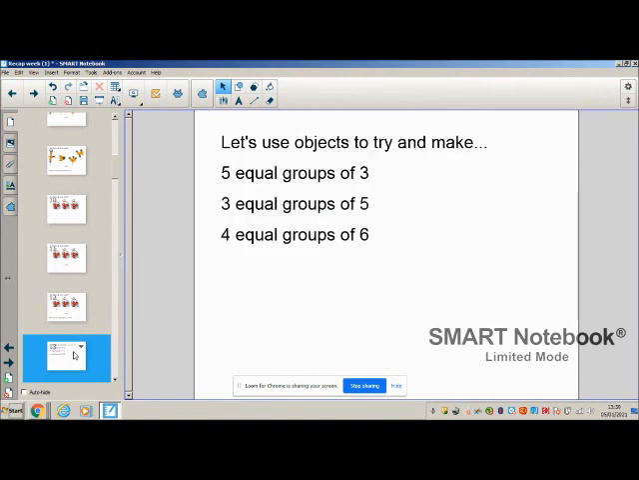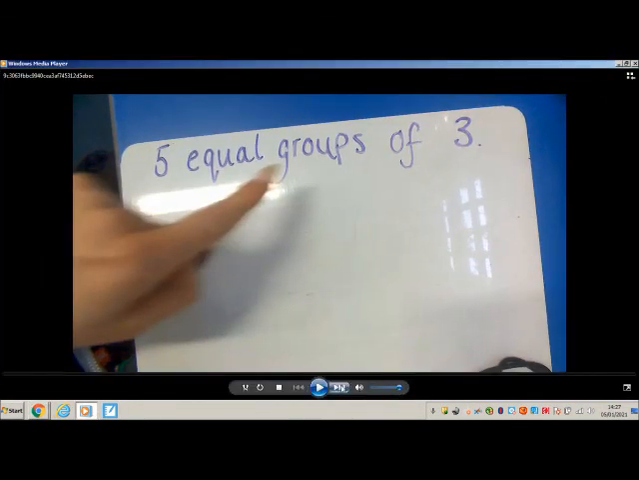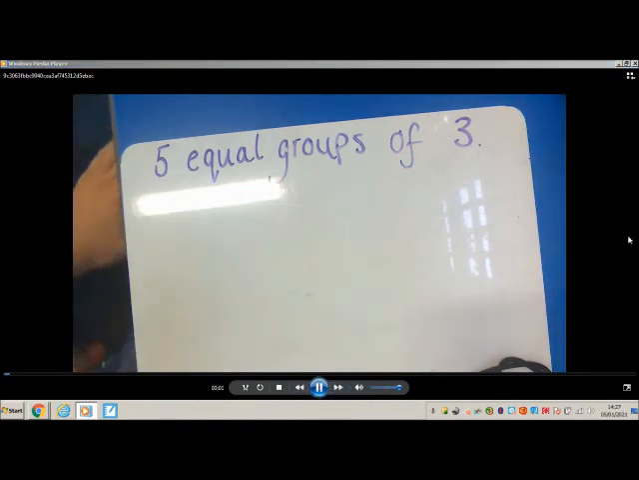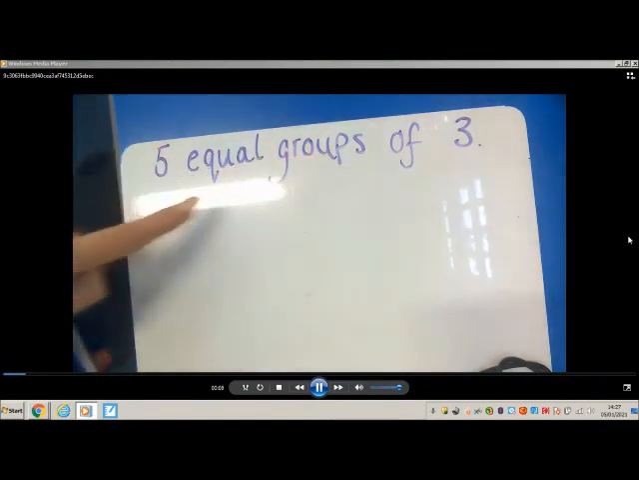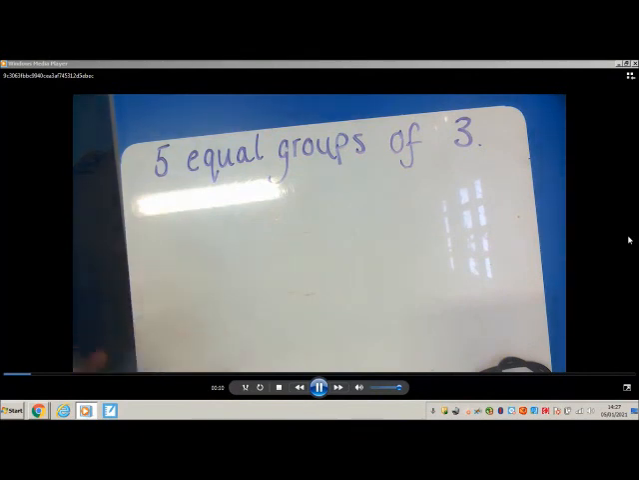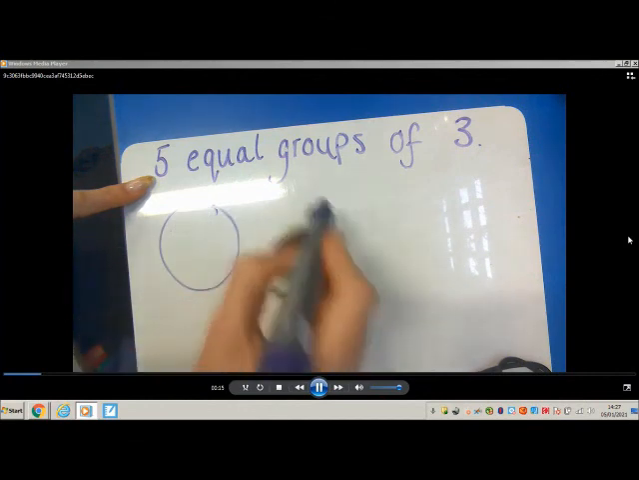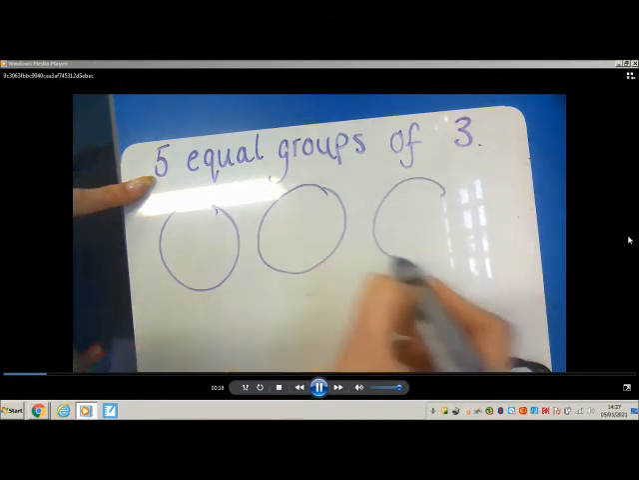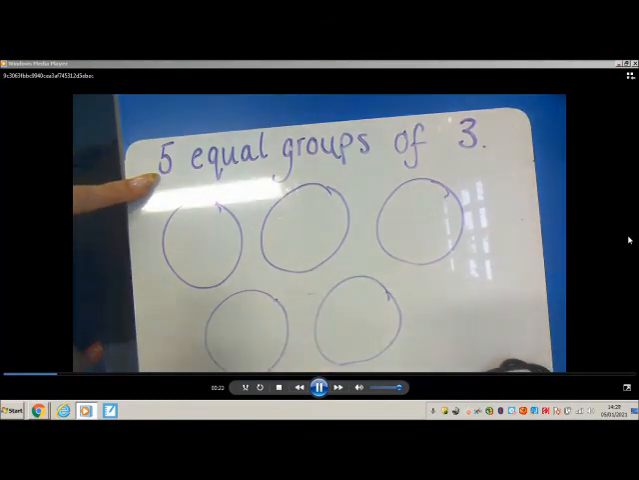Let's use some objects to try and make these groups. The first one I'm going to try is 5 equal groups of 3. I need to make 5 equal groups. So the first thing I'm going to do is draw 5 groups. 1, 2, 3, 4, 5. And then I'm going to tick off 5 because I've used that number, I don't need it anymore.